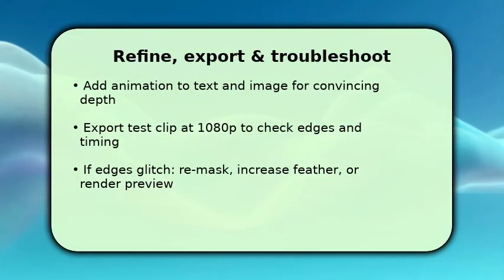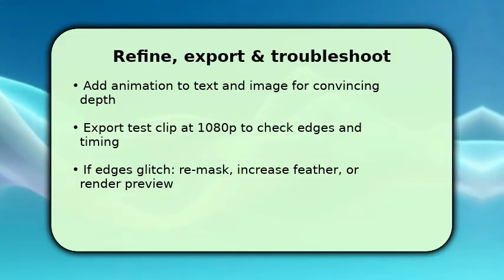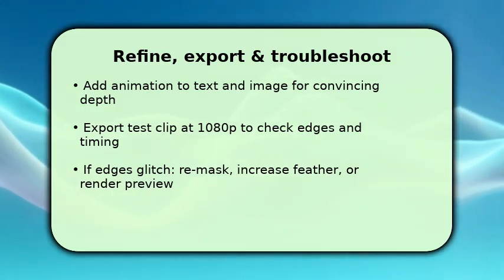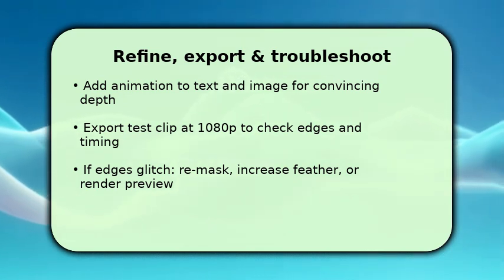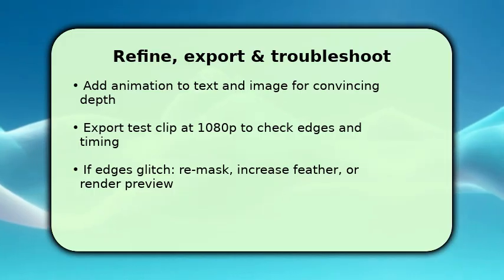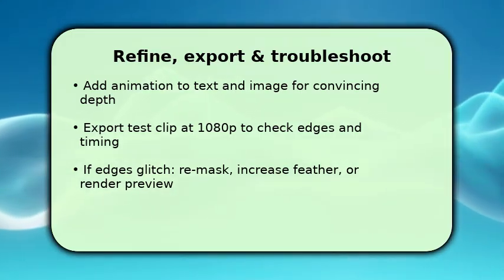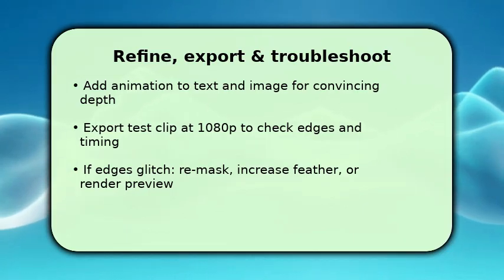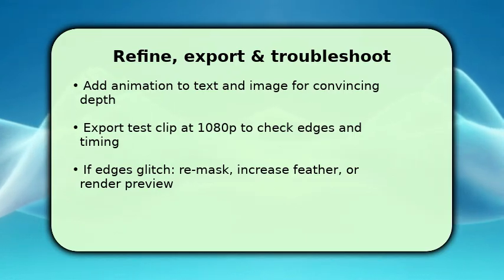Finish by refining movement and exporting a test. Animate text or the image slightly to create depth. Small scale or position shifts sell the effect. Then export a short segment at 1080p and watch for harsh edges or timing slips. If the image edge looks jagged or the text peaks incorrectly, go back and increase mask feather, nudge the mask position, or reapply the mask on a duplicate layer. Once smooth, export the full video and you're done.